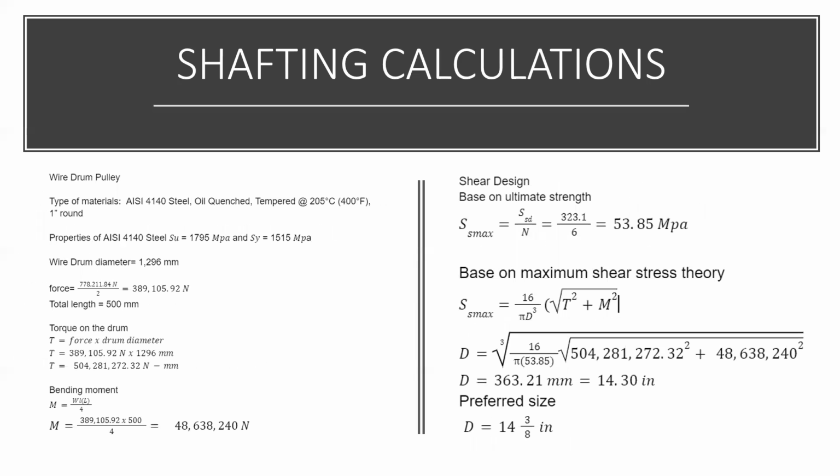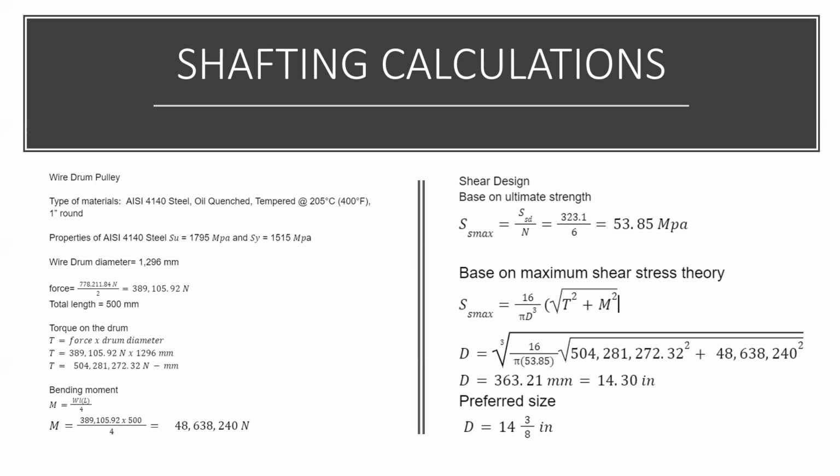For the shafting calculation on the wire drum pulley, we use a similar material previously discussed, and the force computed is 389,000 newtons. To calculate the torque on the drum, we just multiply the force times the drum diameter, and the value is 504,281 newton millimeters.